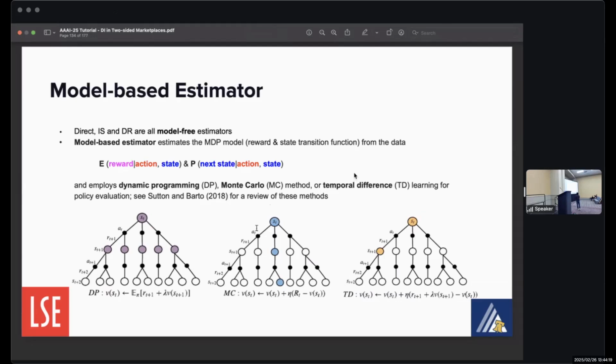Once you have the estimated MDP model, then you can use existing policy evaluation methods. There are several, like dynamic programming, Monte Carlo methods, or temporal difference learning, for the purpose of policy evaluation. This corresponds to their backup diagrams. And if you are interested, you can take a look at Sutton's book for a detailed treatment of these classical methods.